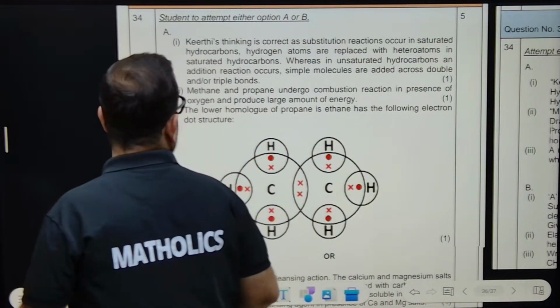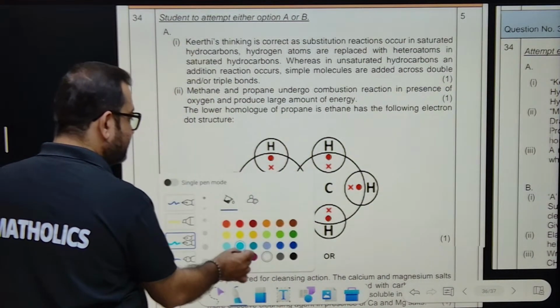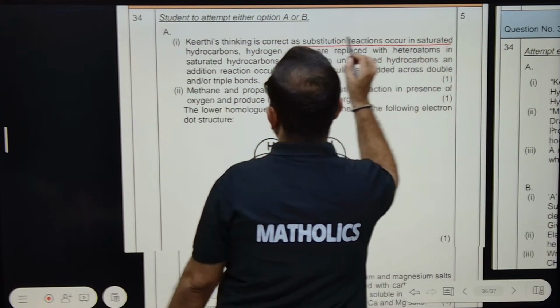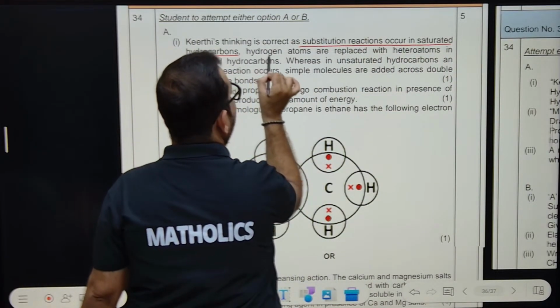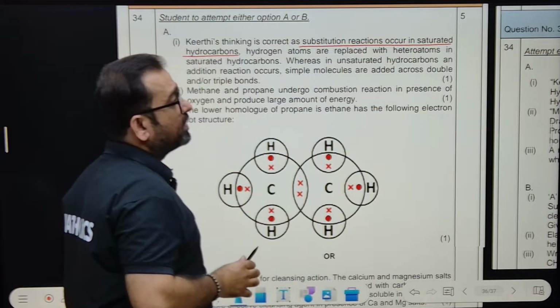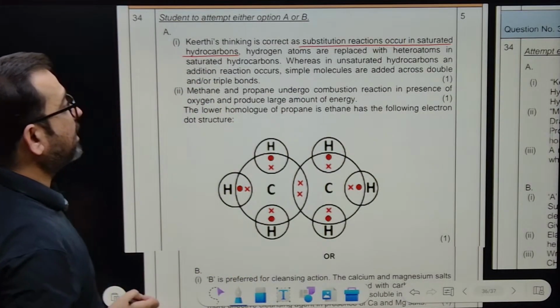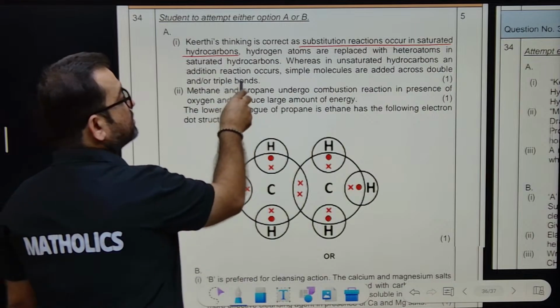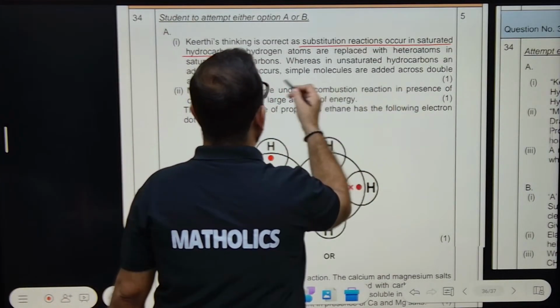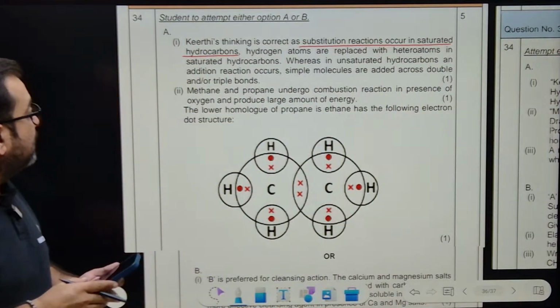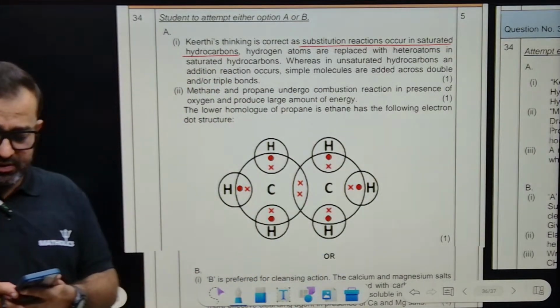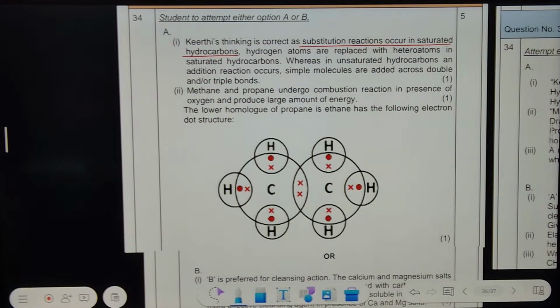Kirti's thinking is correct. Substitution reaction occurs in saturated hydrocarbons. Hydrogen atoms are replaced with heteroatoms in saturated hydrocarbons, whereas in unsaturated hydrocarbons an addition reaction occurs. Simple molecules are added across double, triple bond covalent compounds. This is coming or not? Tell me, yes or no?